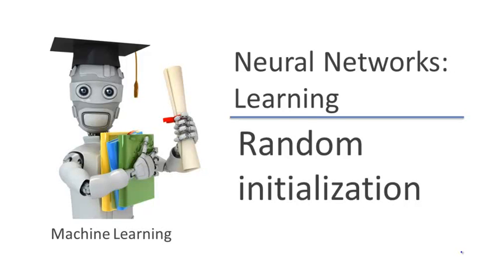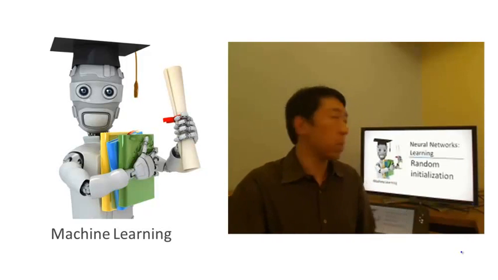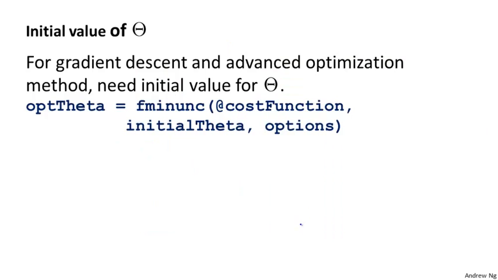In the previous videos, we put together almost all the pieces you need in order to implement and train a neural network. There's just one last idea I need to share with you, which is the idea of random initialization. When you're running an algorithm like gradient descent or also the advanced optimization algorithms, we need to pick some initial value for the parameters theta.